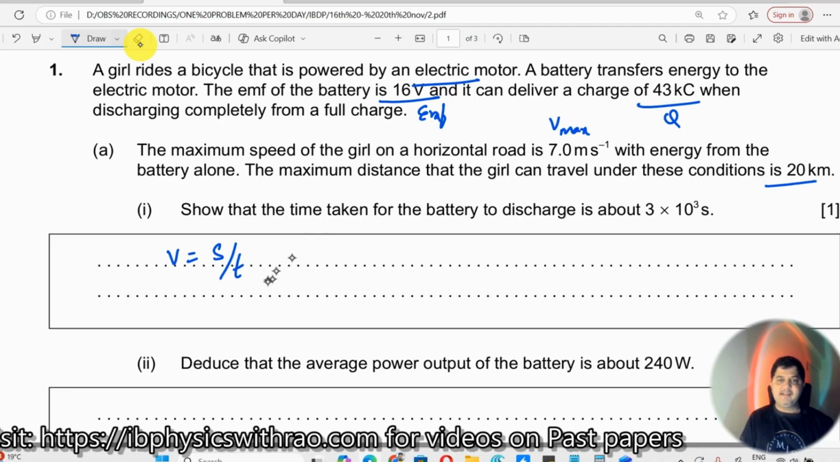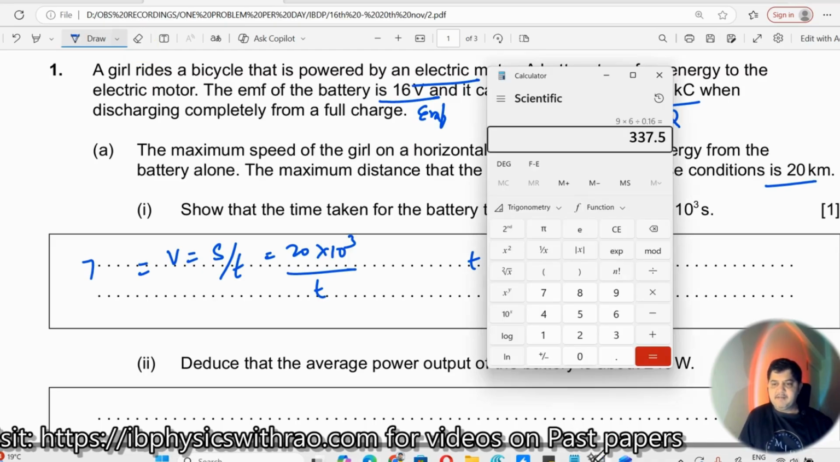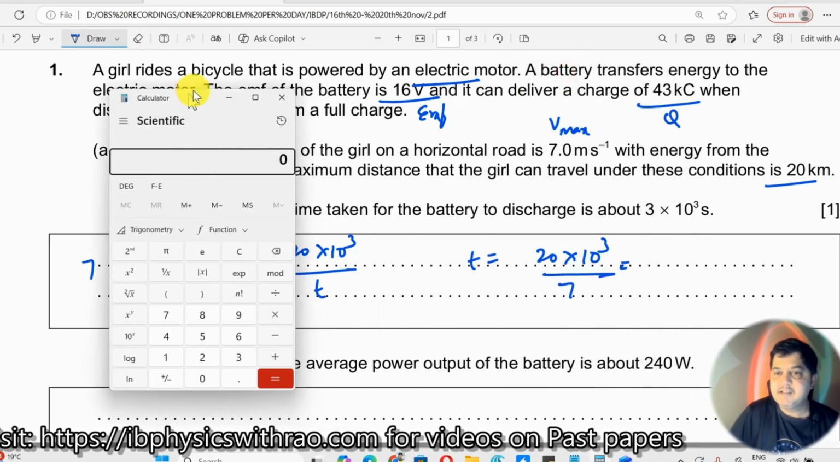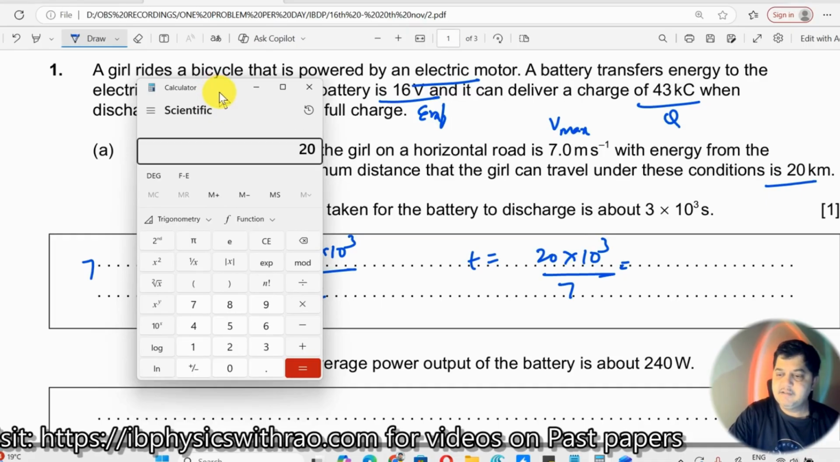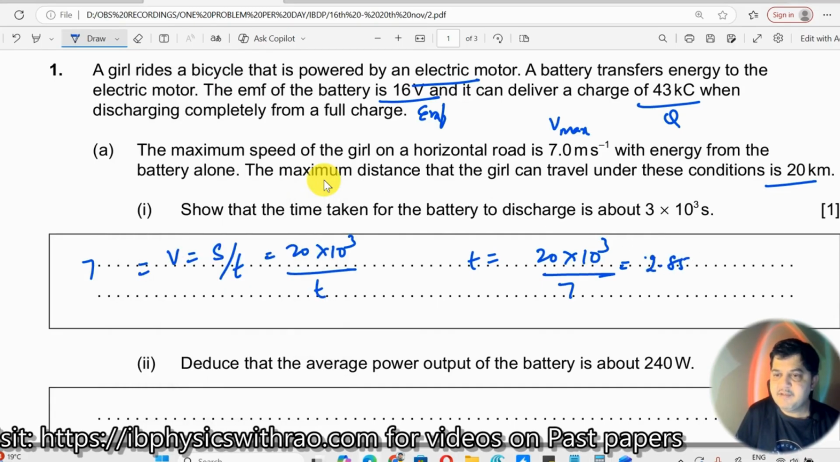Okay, so as a result of this, we have the distance equal to 20 kilometers, which is 20 into 10 cube, divided by time taken, which we do not know, and this velocity v is nothing but 7 meter per second. So I'll substitute all this and get the value of t, which is equal to 20 into 10 cube divided by 7. When I do this, let me calculate what this value is. 20 divided by 7 would be 2.857. 2.857 into 10 cube, which is nearly equal to 3 into 10 cube seconds.